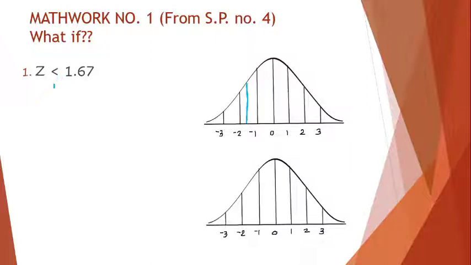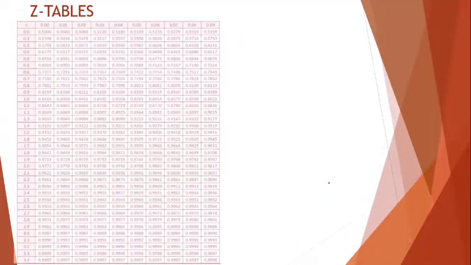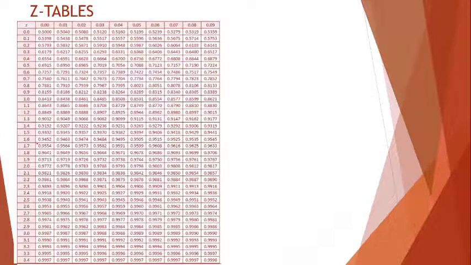Ito ang technique ko. Dito nyo lang makikita kung saan patungo ang shade. As you can see, if you imagine this is your arrow, saan siya papunta? Sa kaliwa, to the left. Okay, 1.67. So 0.6 and 0.07, and we have 1.6. So 1.67 corresponds to an area of 95.25.